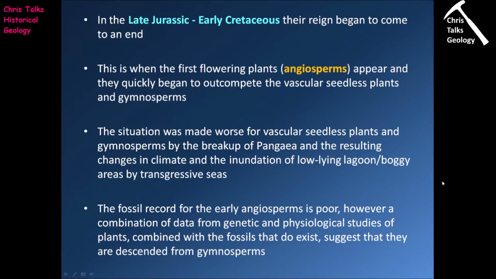However, a combination of genetic and physiological studies of plants, combined with the few fossils that we do have, suggest that they're actually descended from gymnosperms. And this would make sense because, of course, flowering plants produce seeds which they put inside fruit, and gymnosperms also produce seeds, so there's a very superficial connection right from the start.